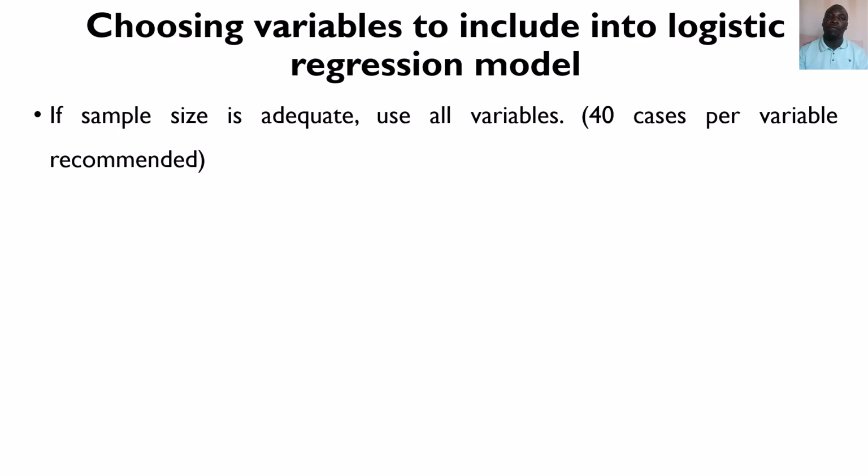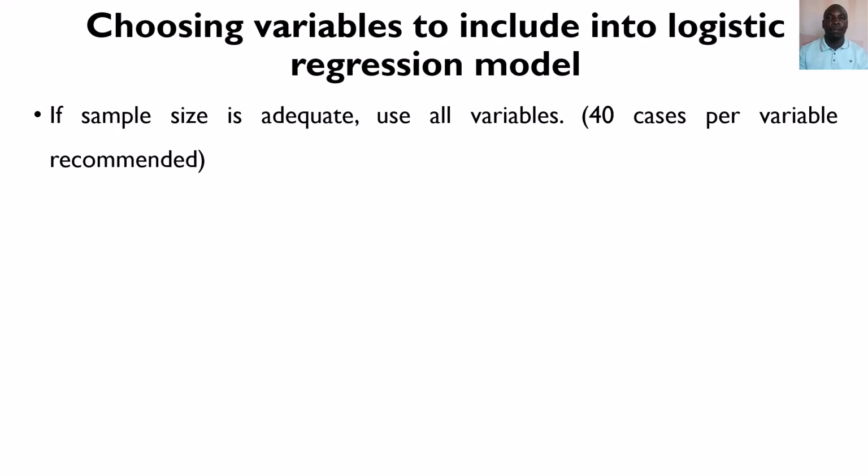Here are some approaches that you can use when determining which variables to include into my model. One is the issue of sample size. If sample size is adequate, then use all the variables. Because by the time we collected this data about all these variables, for some reason we expected these variables to be related to our outcome or to be relevant for our research. So if you have enough sample size, include all the variables.